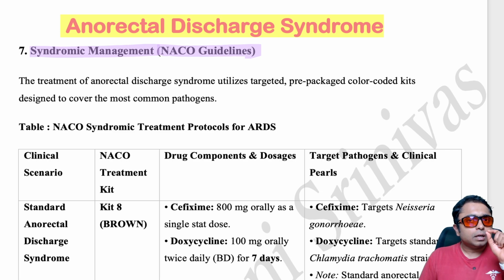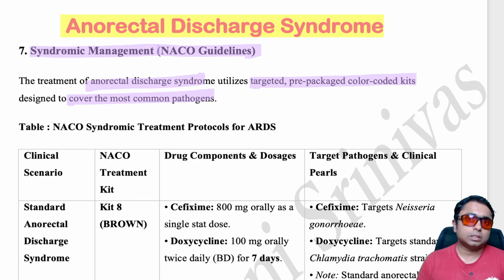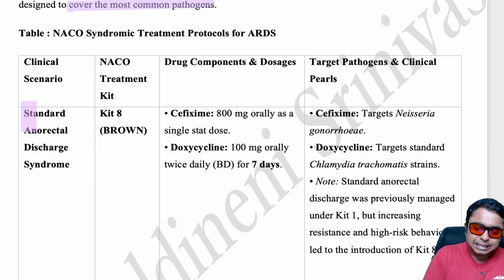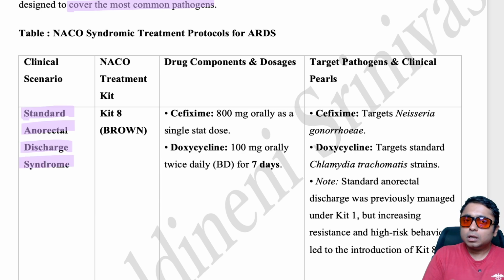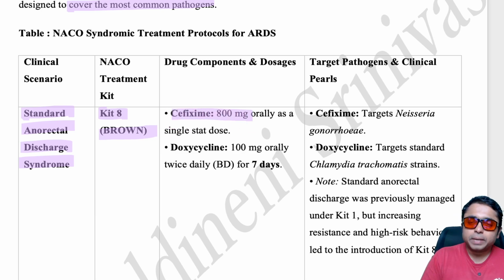But here remember, kit number 7 which is black colored kit, kit number 8 which is brown colored kit. These are the two kits which are utilized for the anorectal discharge syndrome. Right. So the treatment of anorectal discharge syndrome utilizes targeted pre-packaged color coded kits designed to cover the most common, most important pathogens. So first one, standard anorectal discharge syndrome. Kit number 8 is going to be used, which is brown colored kit, which is going to consist of two medications.